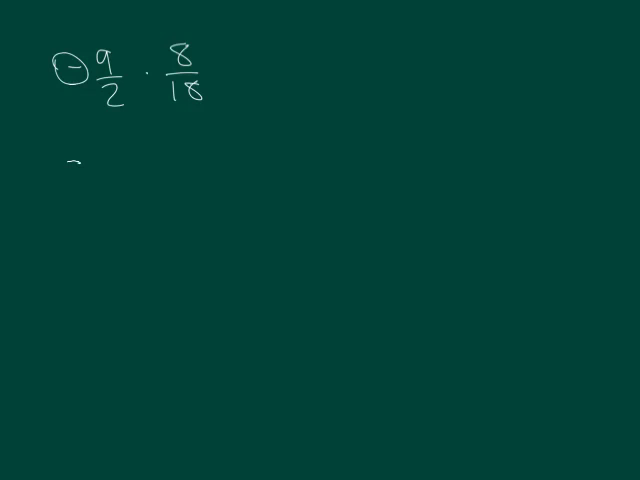So what we're going to do is write the product of primes for 9, the product of primes for 2. 2 is already prime, so you don't do anything. 2 times 2 times 2. And 18 is going to be 2 times 3 is 6 times 3 is 18.